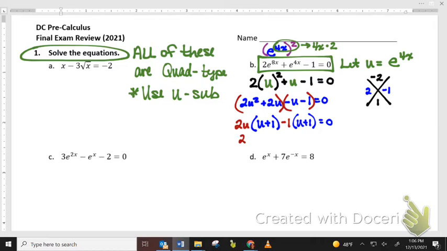You're welcome to use a box. I do grouping on here just because we've done other problems with grouping. And usually, honestly, I don't make the box just because I don't have a lot of space to work with. 2u minus 1 and u plus 1. So what are my 2 values for u?